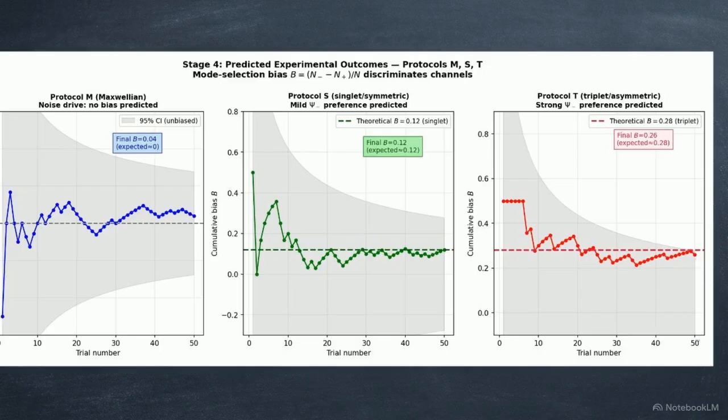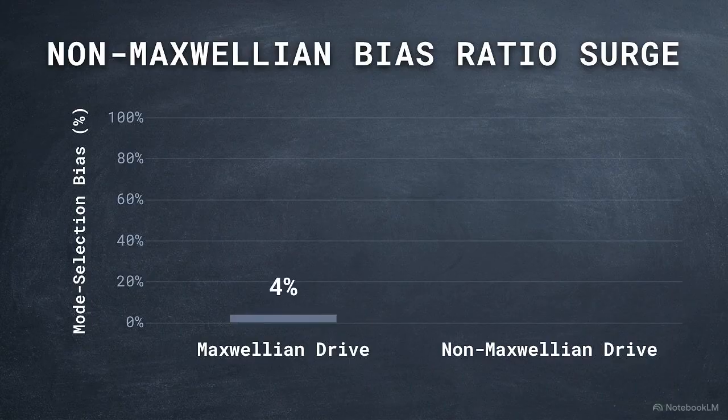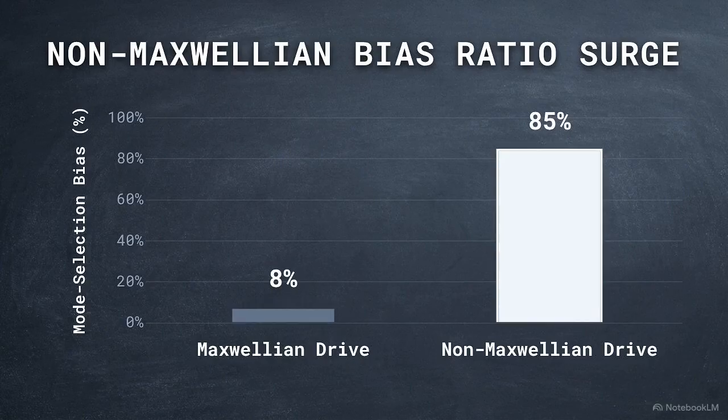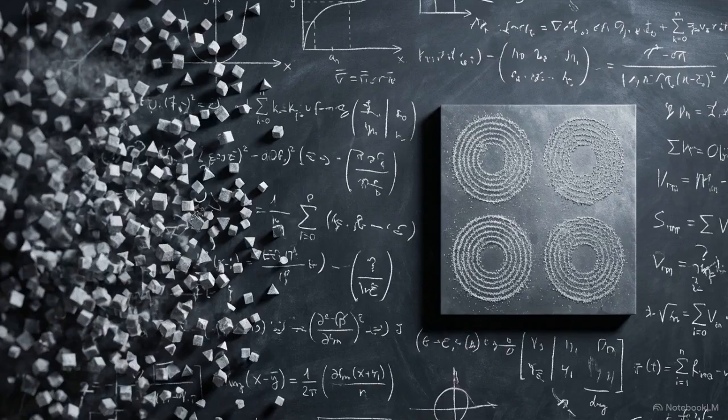The ultimate analytical discriminator is the bias ratio. The measurement recorded for the non-Maxwellian protocols must mathematically and significantly exceed the bias of the Maxwellian noise drive. If monoenergetic driving dictates mode selection while thermal noise fails, the reality of the Maxwellian partition and Z equals 2 spinor mechanics is undeniably verified.